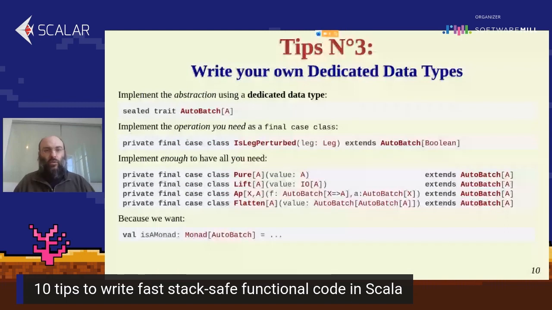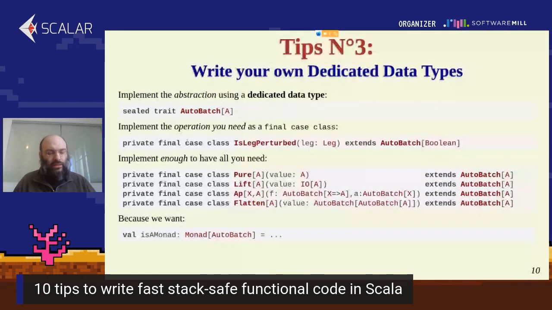The third tip is write your own dedicated data types. One of the problems we had is we couldn't just take the implementation of free monads in various libraries because we wanted to collect things. Maybe we could have done some tweaking. But the thing is, if you write your own dedicated data types, then it will be tailored to your needs. And that's what matters. So once you've done your abstraction, that it really fits your business code, then you have to write your dedicated data type to provide the implementation.